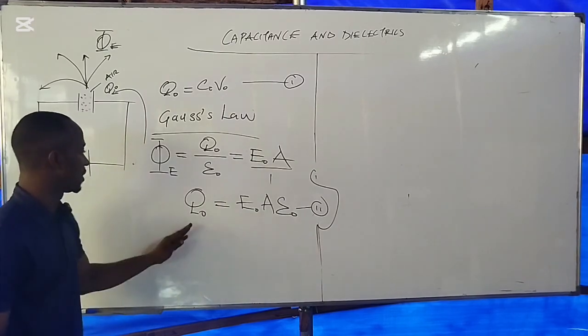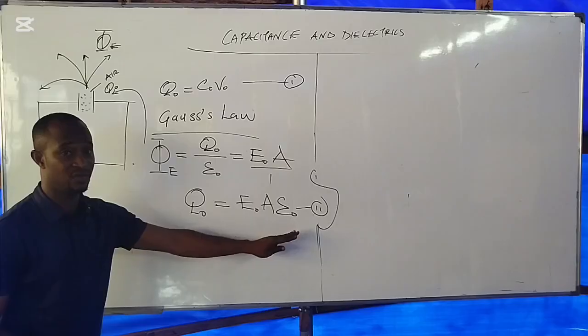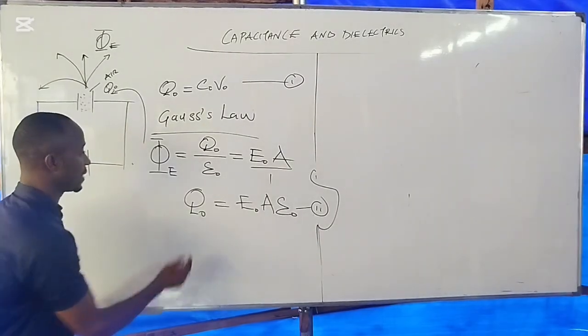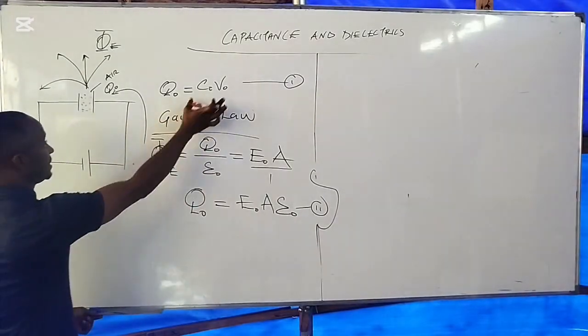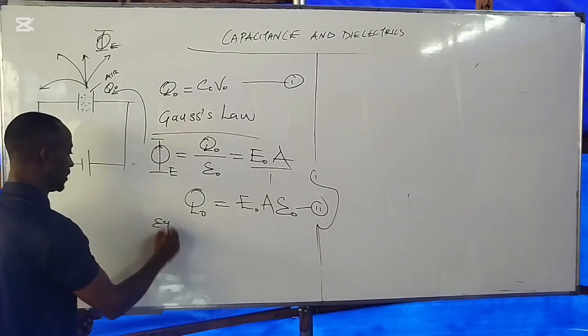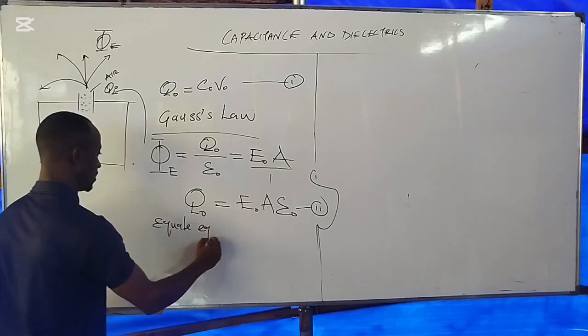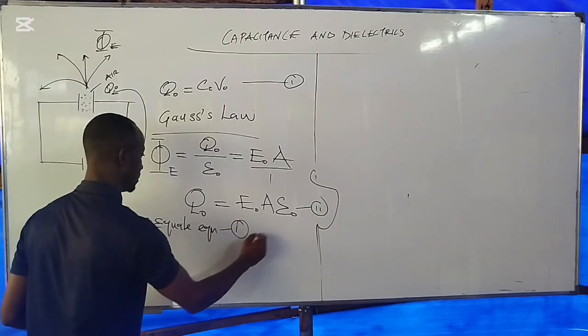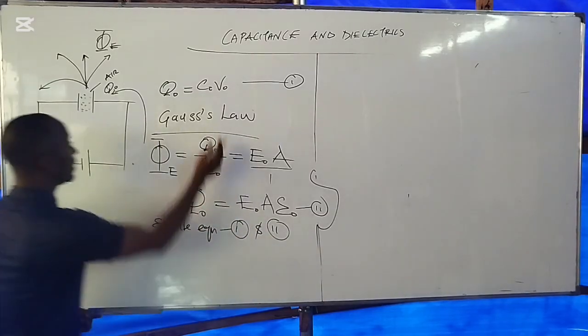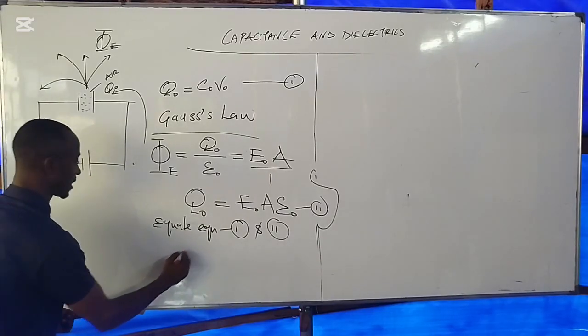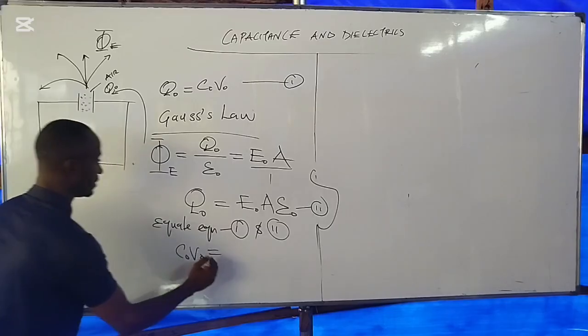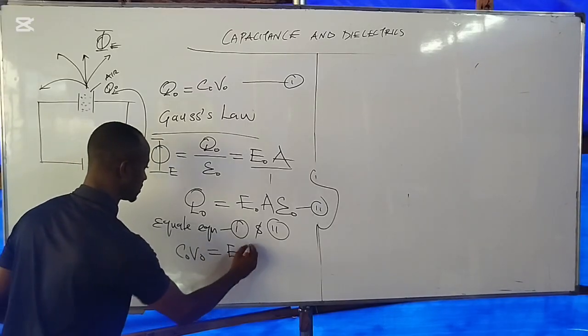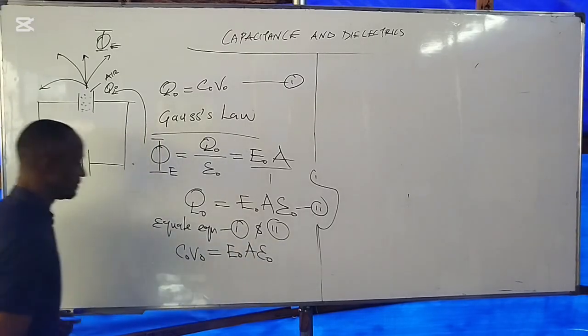Equation 2 says what? Q naught equals E naught A, the permittivity of free space when air is the material. So I can equate these two together, meaning this can be equal to this. I can equate equation 1 and 2. By the time we equate them, that simply means that C naught V naught should be equal to E naught A, the permittivity of free space.